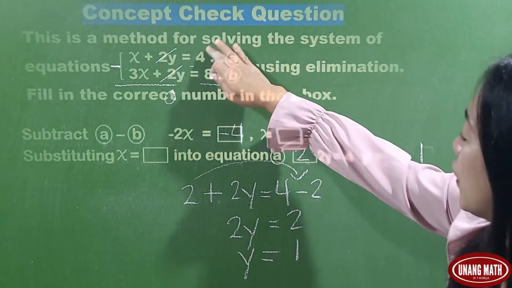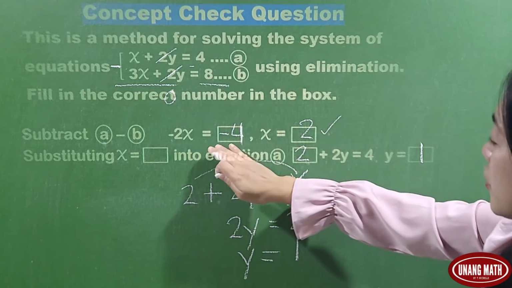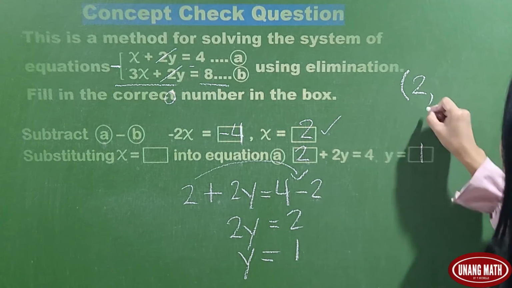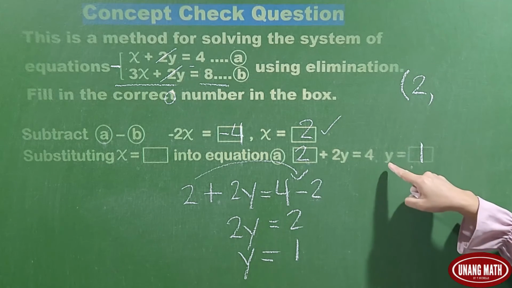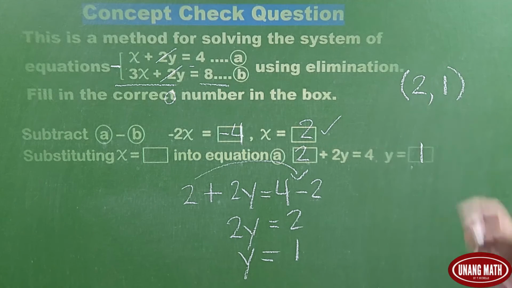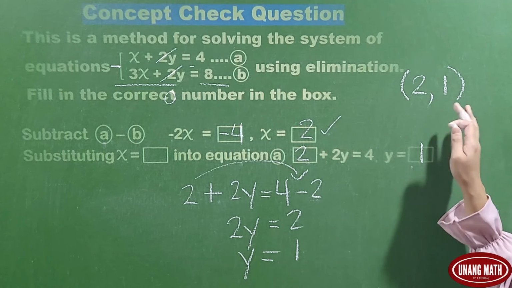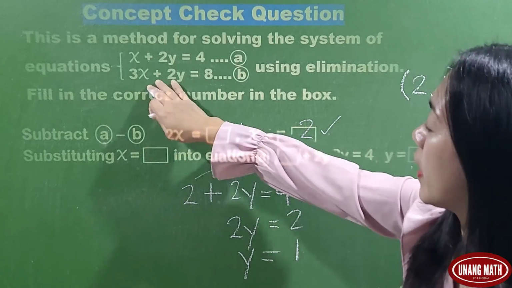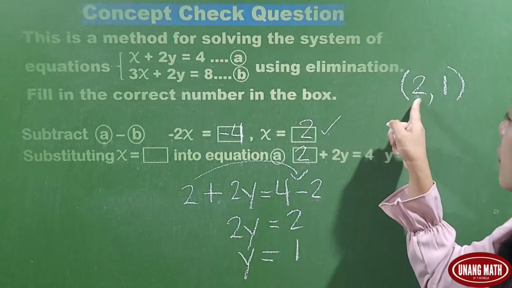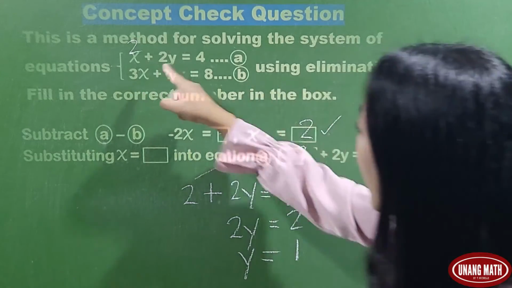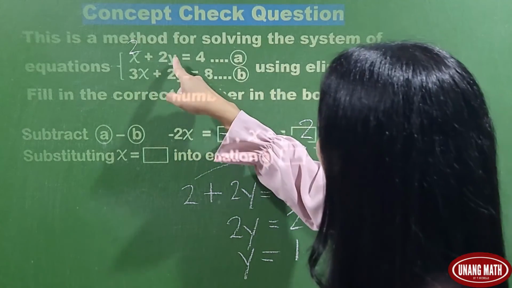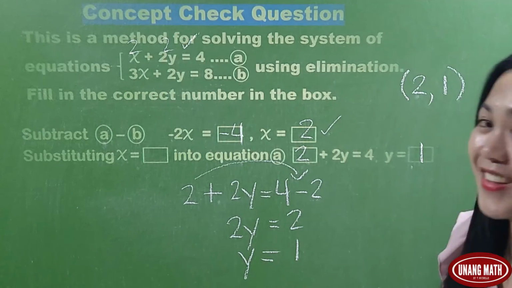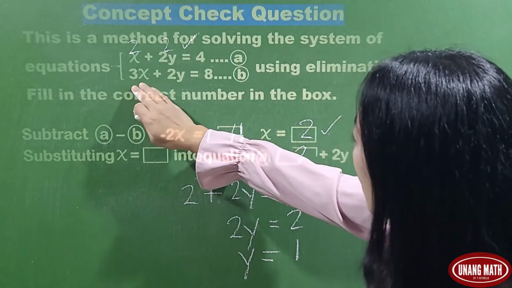So the solution to this system of equations is the value for x, which is 2, and the value of y, which is 1. Okay, let's check if this solution is correct. Let's substitute in our equations. X is 2 and y is 1. So 2 times 1 is going to be 2. So 2 plus 2 is equal to 4. So this is correct.